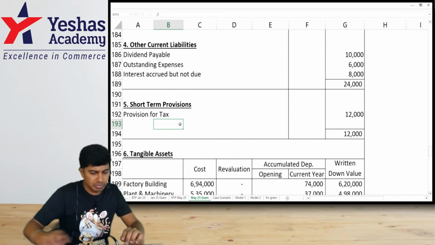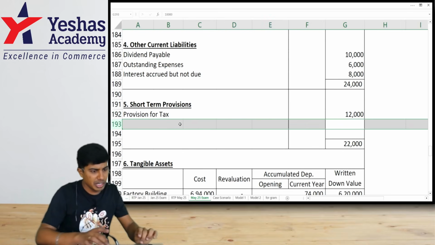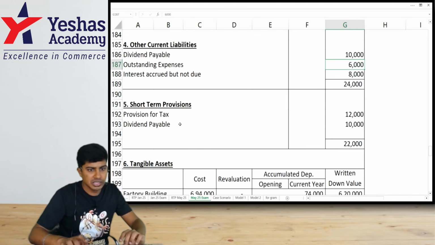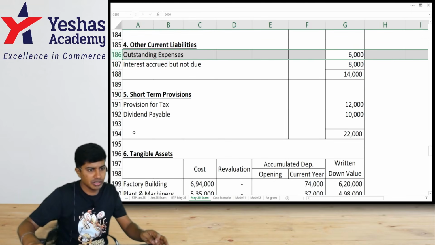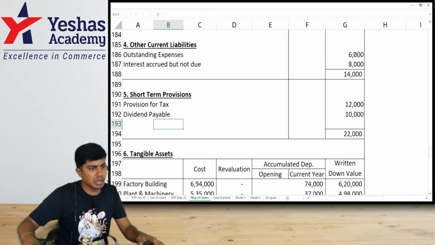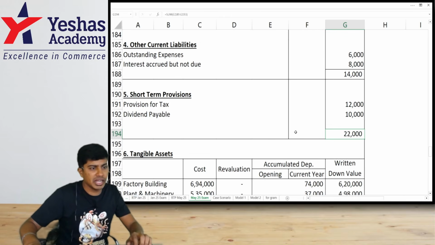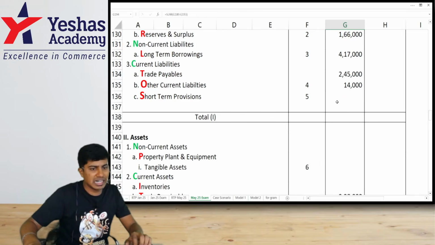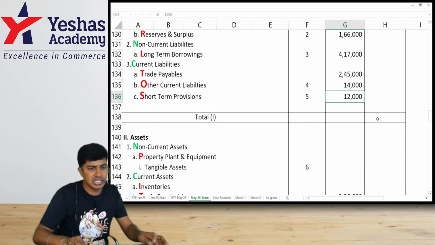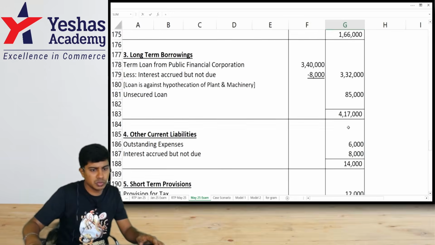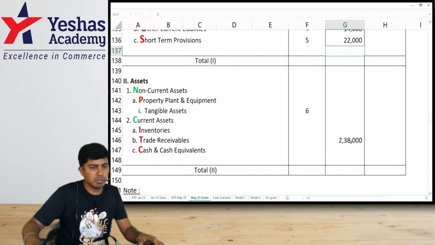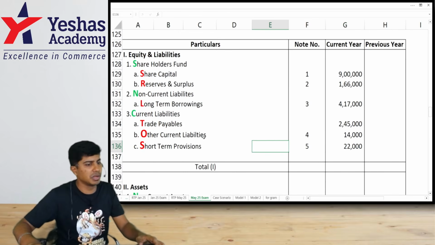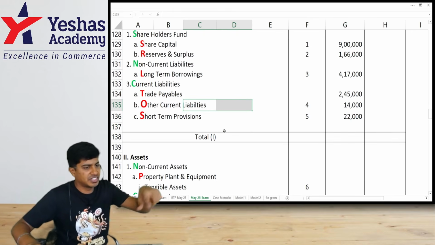We will move this item. We will not write dividend payable in other current liabilities. We'll disclose it in short-term provisions. Sorry. Is it fine now? This will become 14. This will become 22. So I will write my other current liabilities as 14, short-term provisions as 22. Dividend payable is to be recorded in short-term provisions, not in other current liabilities. I have changed it now.